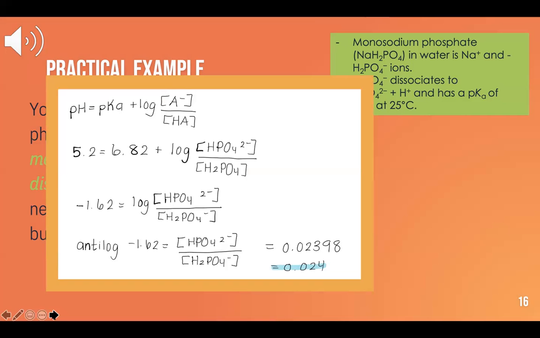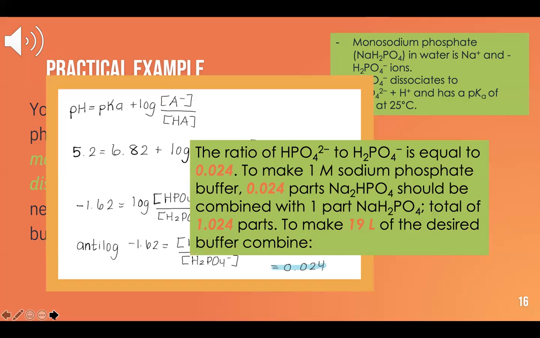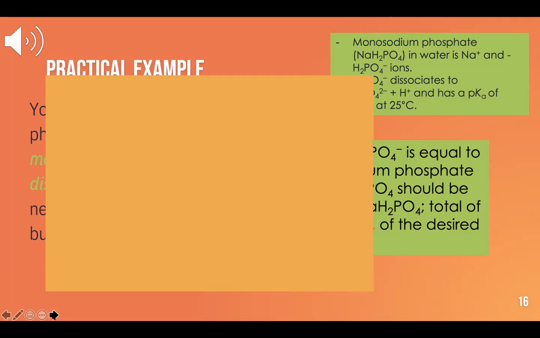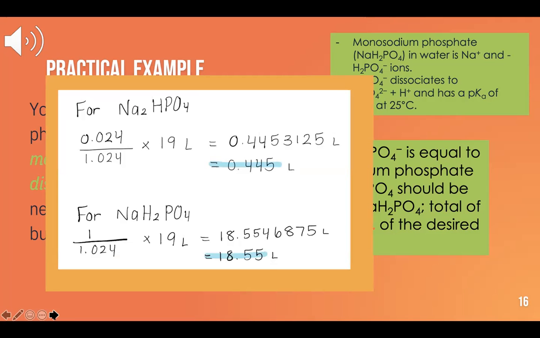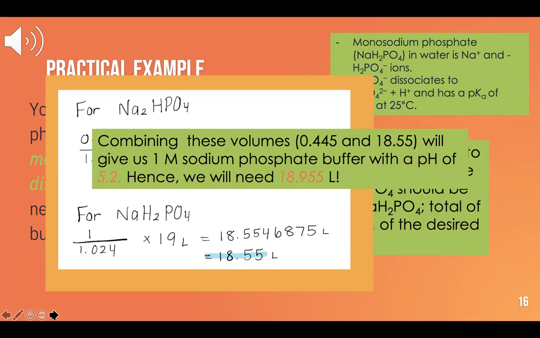So, to make 19 liters of the desired buffer, combine 0.445 liters of disodium phosphate and 18.55 liters of monosodium phosphate. Combining these volumes will give us 1 mole sodium phosphate buffer with a pH of 5.2. Hence, we will need 18.955 liters.